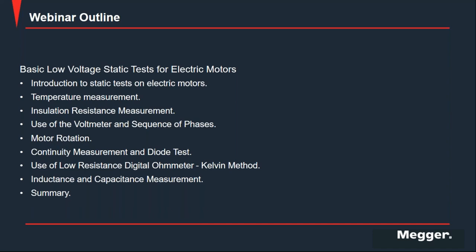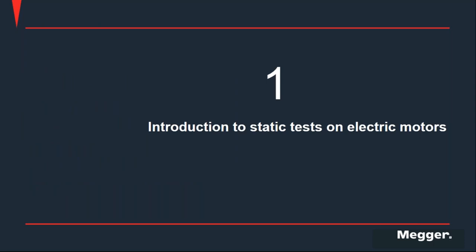We're going to talk about temperature measurement and how this variable affects the insulation system test. Also, we're going to see why we have to use the voltmeter and verify the phase frequency, and how that verification helps us to know the motor rotation. And then we're going to talk a little bit about the continuity and diode test, and finish with the Kelvin method and the inductance and capacitance readings. At the end, we'll check bullet points that summarize the importance of these tests. All right, let's begin.